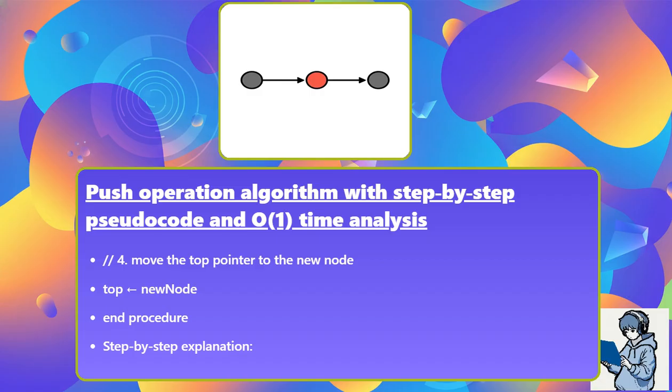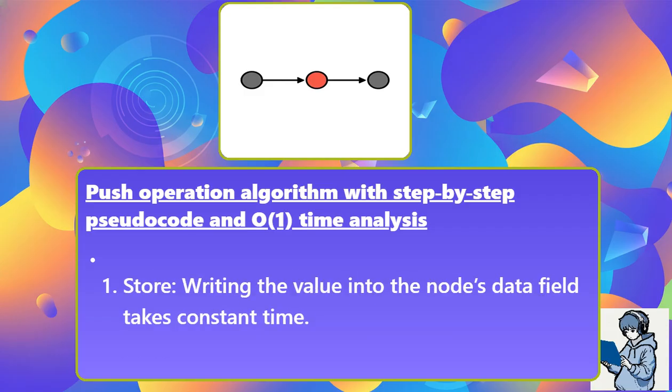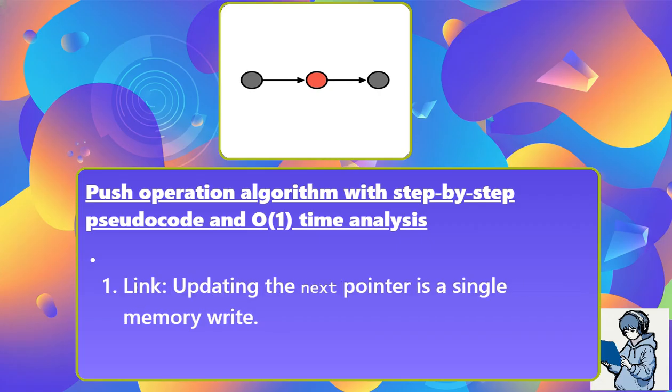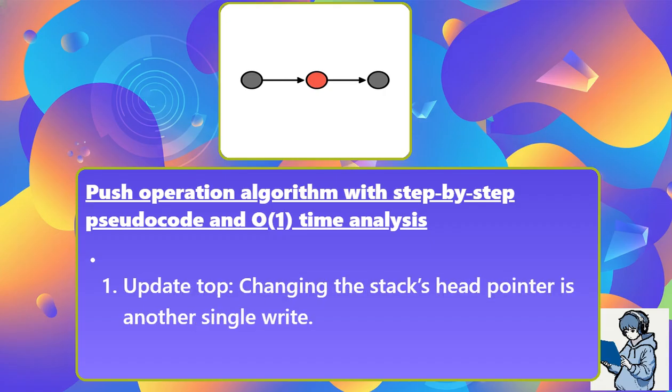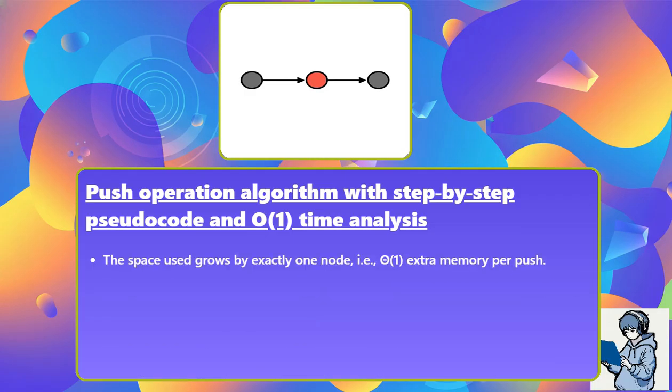Step-by-step explanation: 1. Allocate. The runtime asks the heap for a block large enough for a node. This is an O(1) operation because the allocator works on a free list. 2. Store. Writing the value into the node's data field takes constant time. 3. Link. Updating the next pointer is a single memory write. 4. Update top. Changing the stack's head pointer is another single write. Since the number of elementary operations does not depend on the number of elements already in the stack, the time complexity is O(1), constant. The space used grows by exactly one node, i.e., Theta(1) extra memory per push.